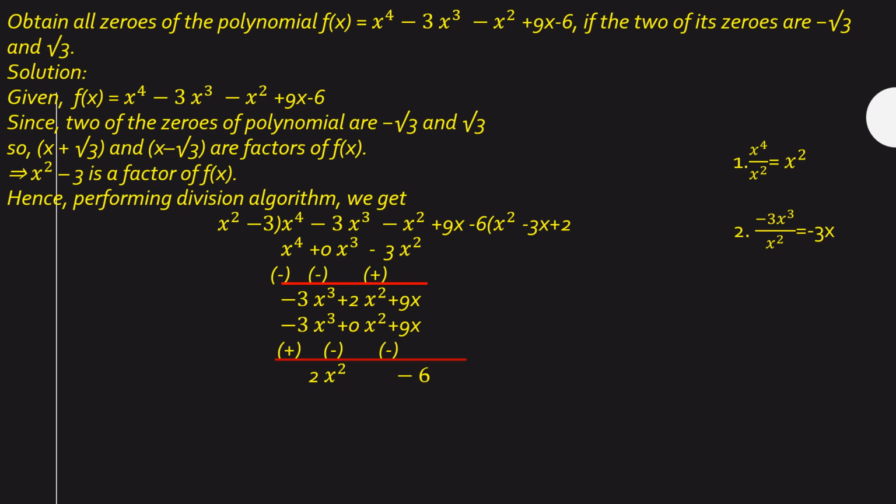And I remain with only minus 6. Now in the last step, I go with 2x square by x square, so that I will get 2. The 2 will be the last term in the quotient, and multiplying with the divisor I will get 2x square minus 6. By subtracting these two, I will get 0. Since this is a factor, I will get the remainder as 0.